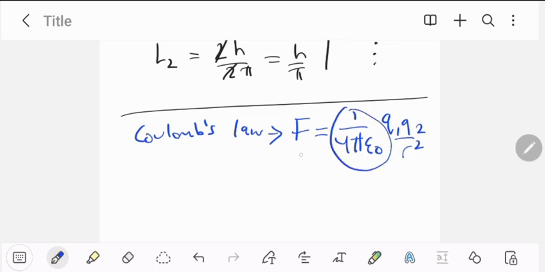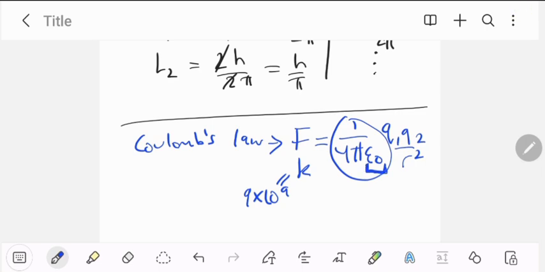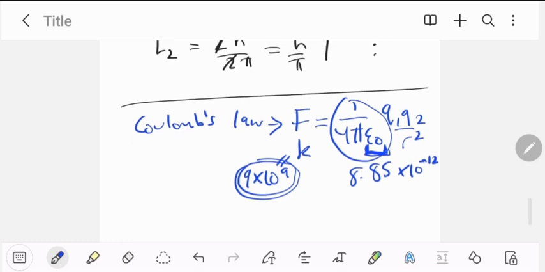This here is a number, sometimes called K, to make life easy. All of this is equal to 9 times 10 to the 9. Now 4 pi is 3.14 times 4. Epsilon naught describes how much resistance is encountered when forming an electric field in vacuum. It's a number, 8.85 times 10 to the minus 12. But I'd say to students, just memorize 9 times 10 to the 9, it's easier than going back and forth on the data sheet.